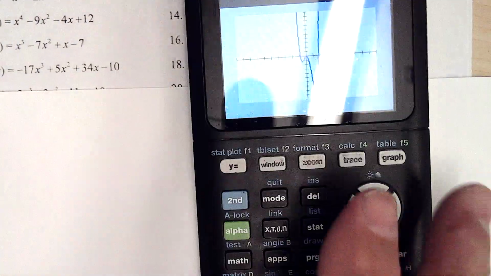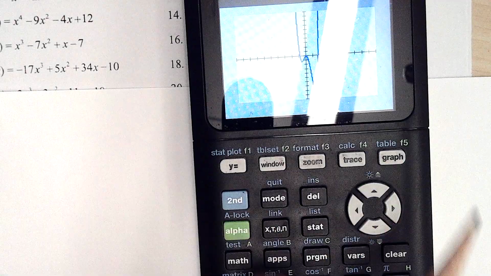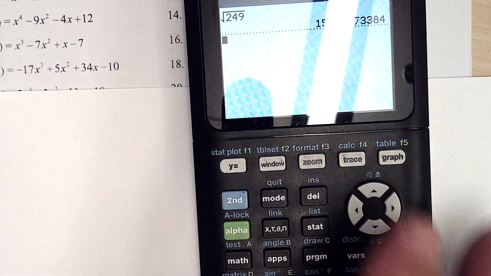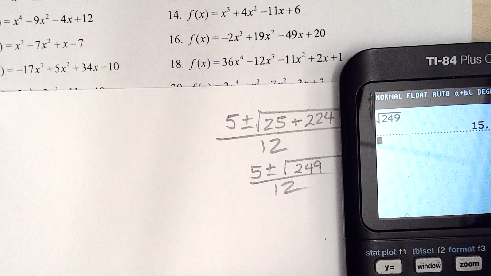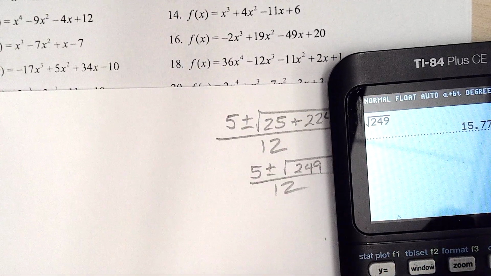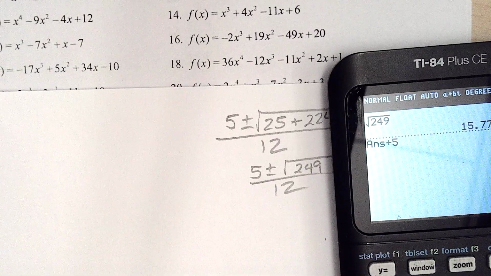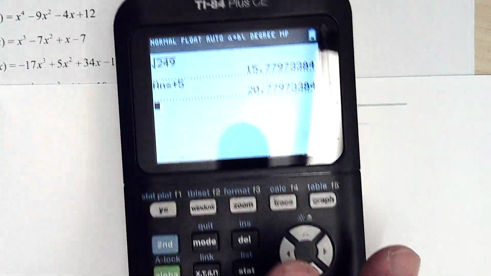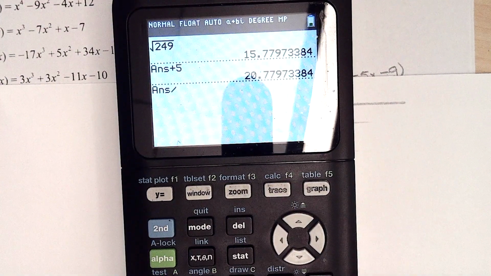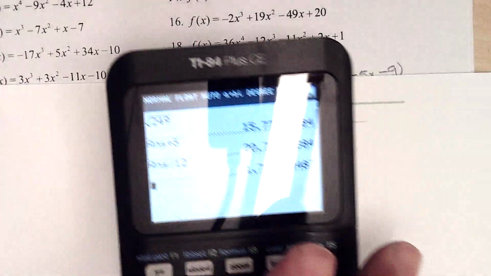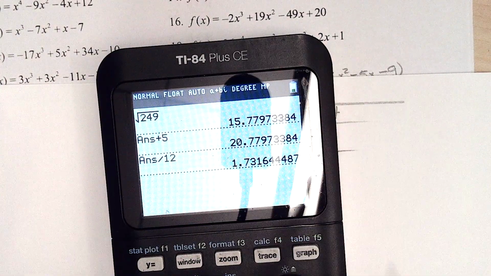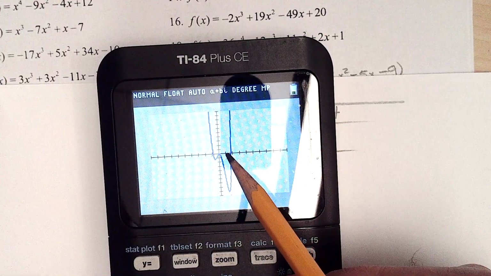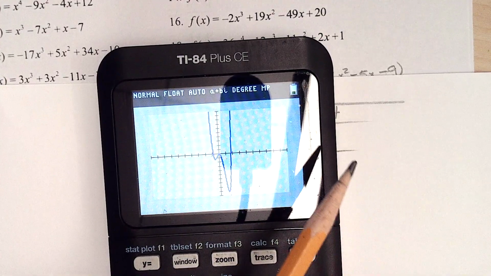So the square root of 249 is a messy decimal. And if I add 5 to it, and then take that answer and divide it by 12, I have one of mine. And I'm doing this only to check. 1.731. Go back to the graph. 1.731. That looks about right. I'm going to check it.